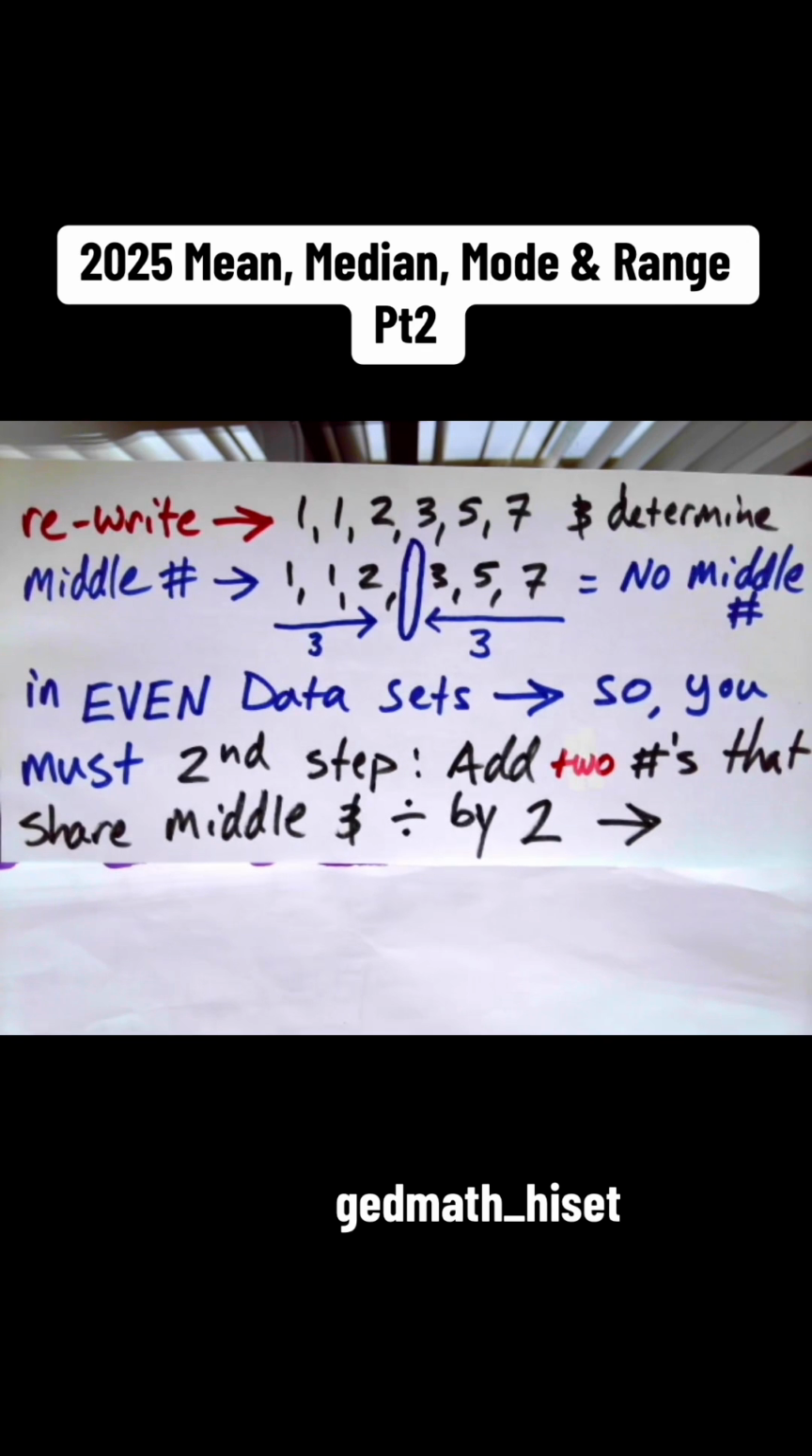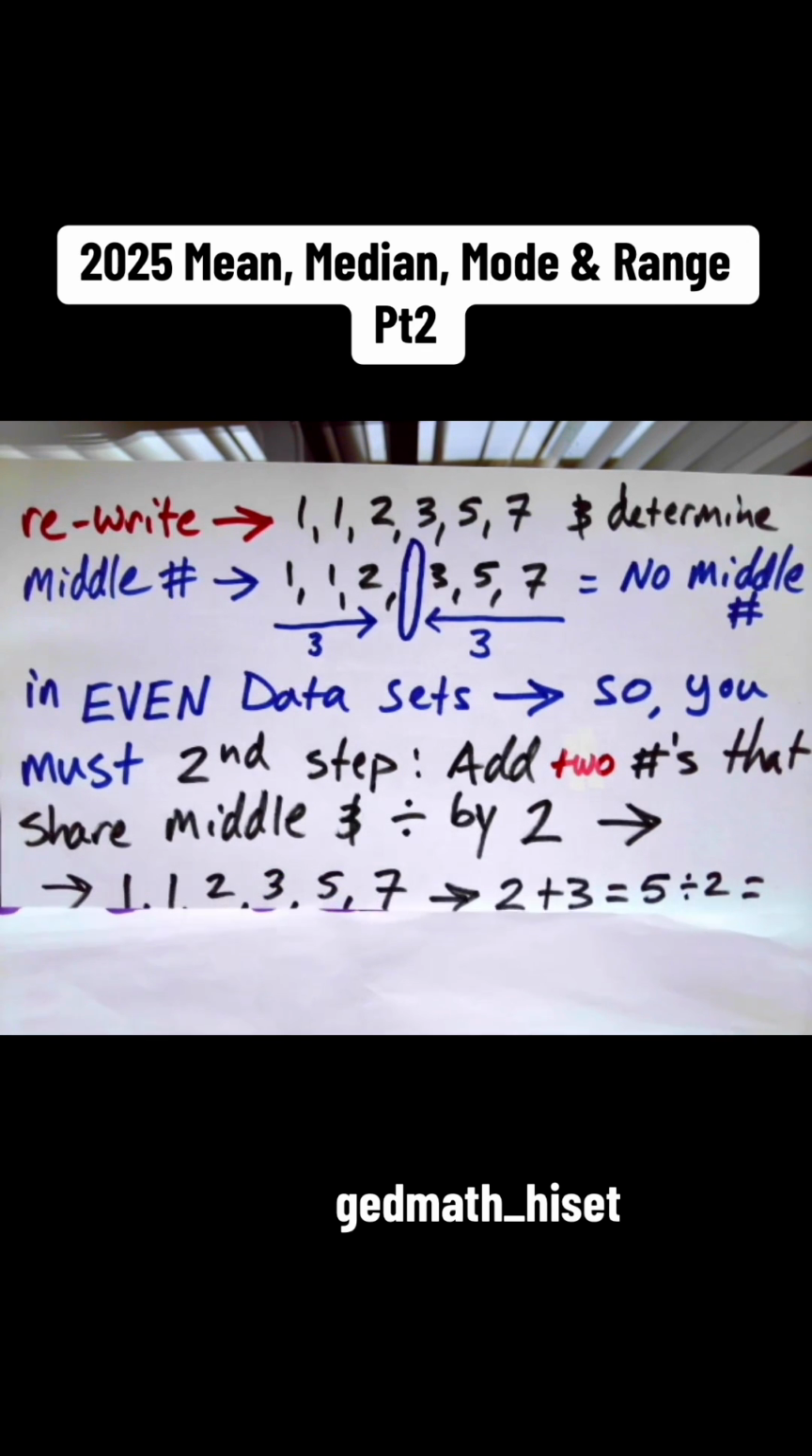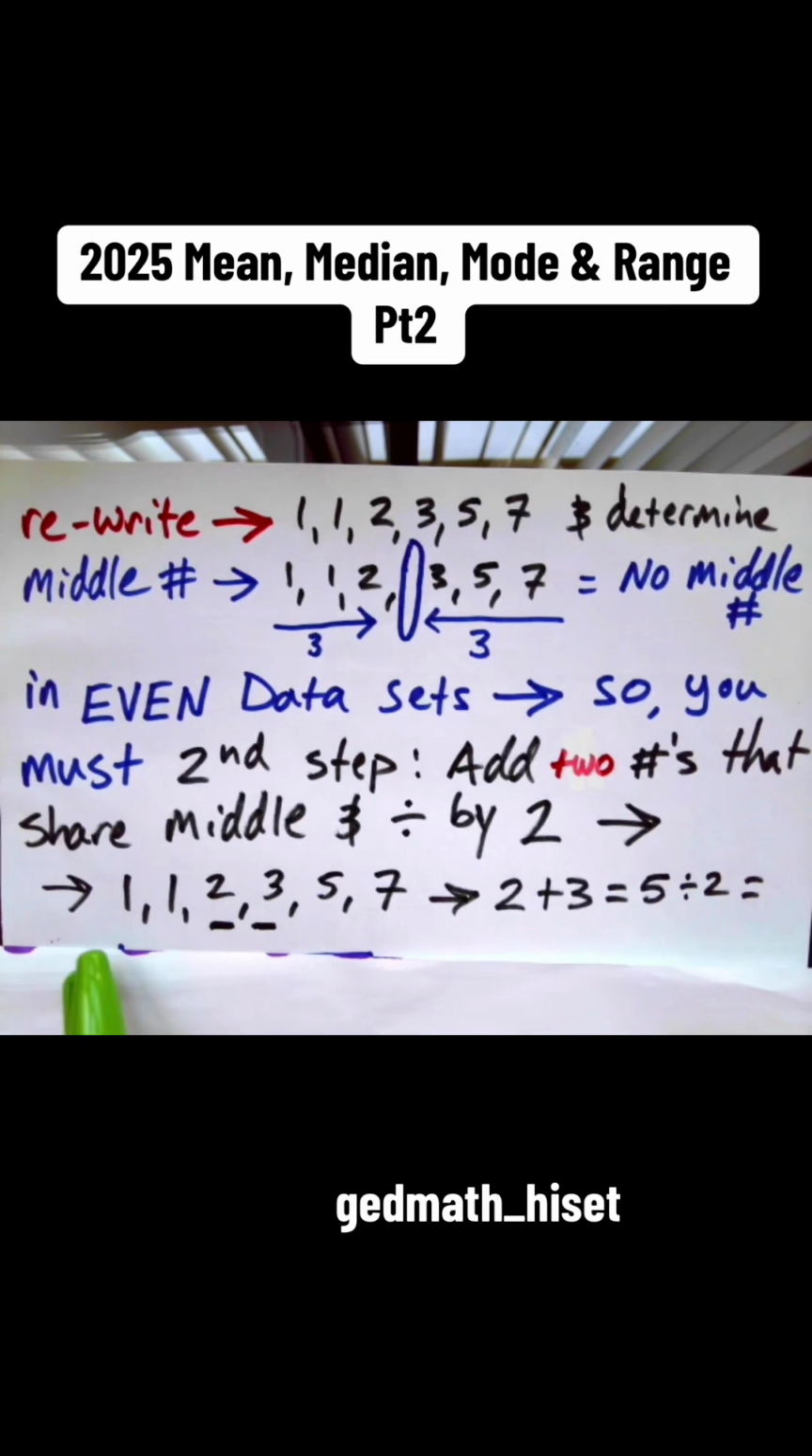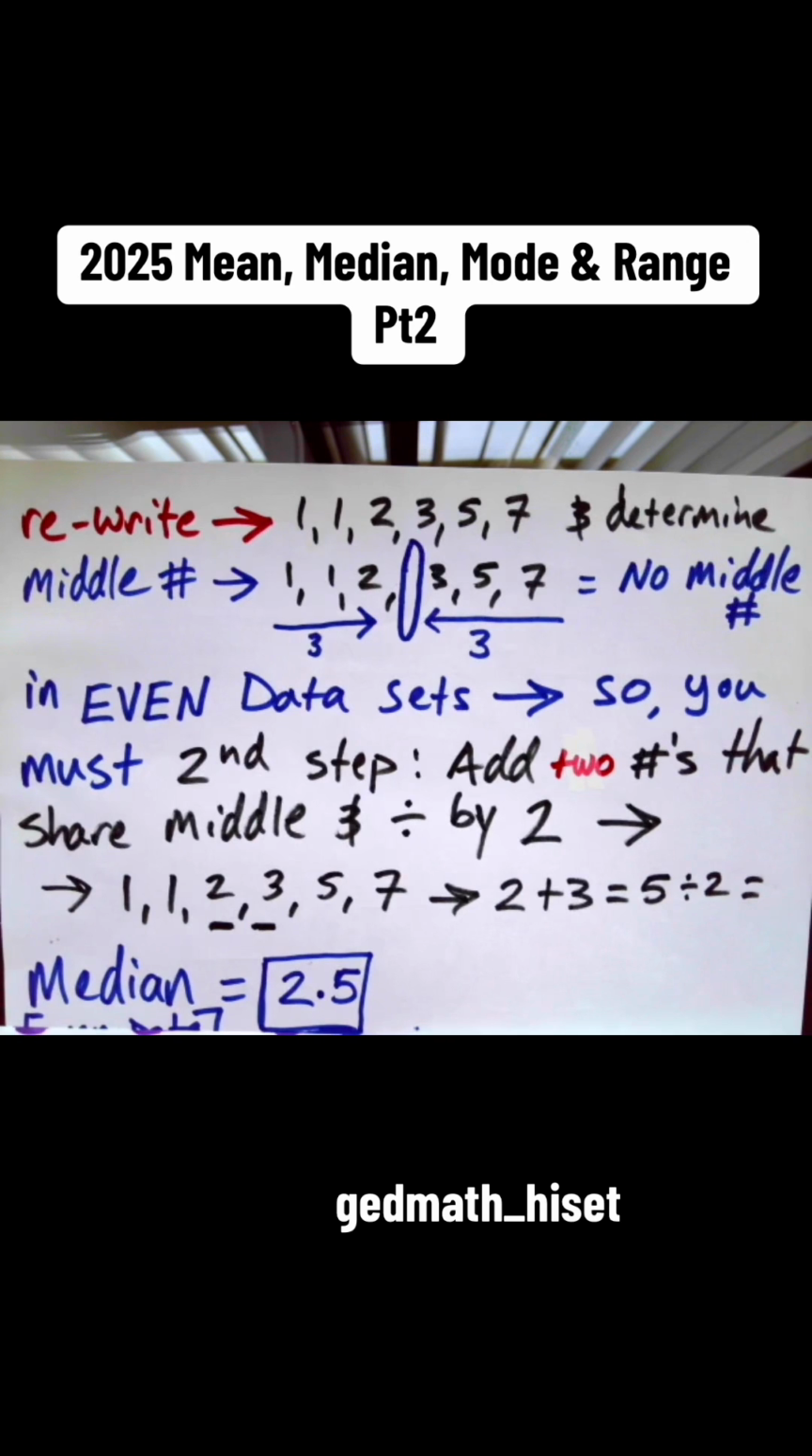And in this case, what's 2 plus 3? 2 plus 3 is 5. We're taking these 2 middle numbers here, after they've been rewritten from smallest to largest. 2 plus 3 is 5. And then we added 2 numbers, so we divide by 2. So 5 divided by 2 equals the median value.